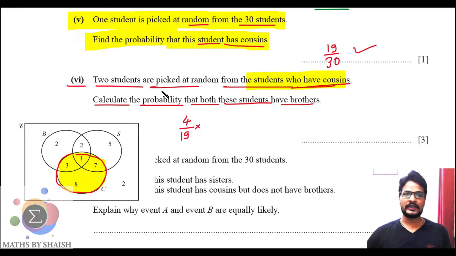So for the second student, what is the probability that the student would have a brother? We will choose out of this. One student has already been chosen, so there are only 3 left, and the total also got reduced by 1, so it is 3 by 18. And then we will calculate: 3 ones are 3, 3 sixes are 18, and 2 twos, 2 threes, and hence we got 2 over 57. 19 into 3 is 57, and that's the probability that both students have brothers.